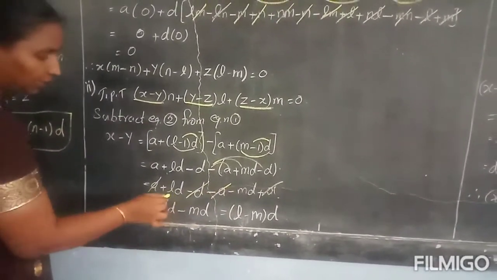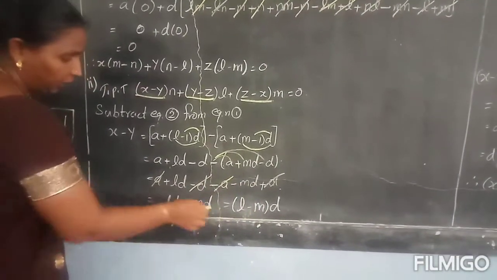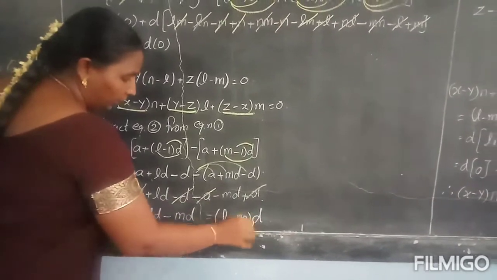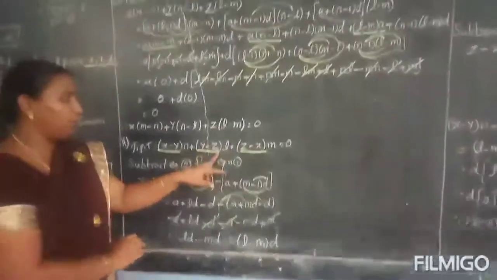What is the remaining here? LD minus MD. In both I can take D as common. So you get (L minus M) into D. Is it clear? So next we are going to find y minus z.